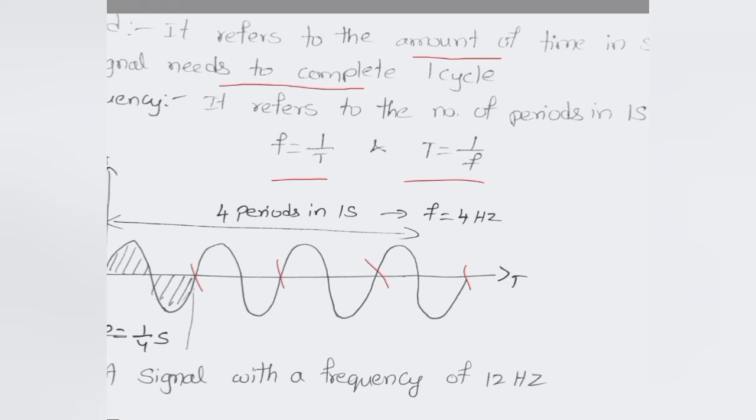So a period refers to the amount of time. Similarly, the frequency refers to the number of periods in 1 second. That is simply the inverse of the period. Okay.